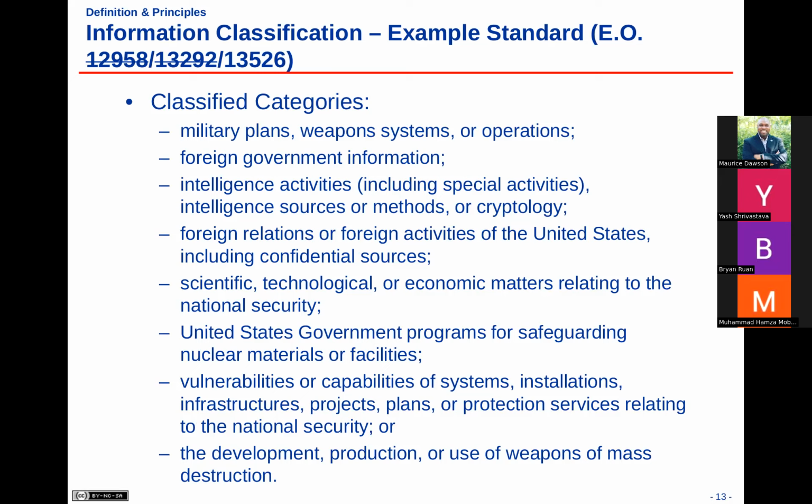Scientific, technological, or economic matters relating to national security, IP of mission systems, military weapon systems or military systems, the big thing. All right. United States government programs for safeguarding nuclear materials or facilities. We have the Nuclear Regulatory Commission, Department of Energy. That information leaked out is catastrophic. The development, production, or use of weapons of mass destruction. So you can see what all these particular categories will dictate information classification, right? The Department of Defense is for what, people?